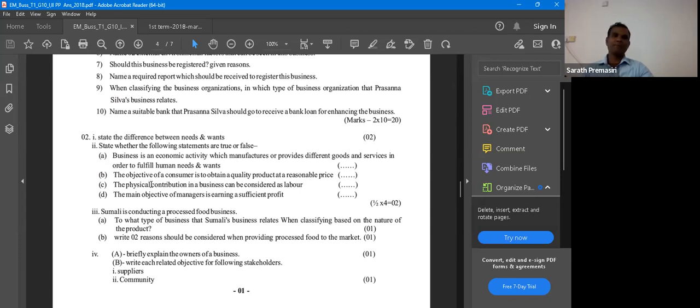Last one. The main objective of managers is earning sufficient profit. Earning sufficient profit is the objective of the owners, not the managers. So that is wrong. So the first two are correct, the second two are incorrect.